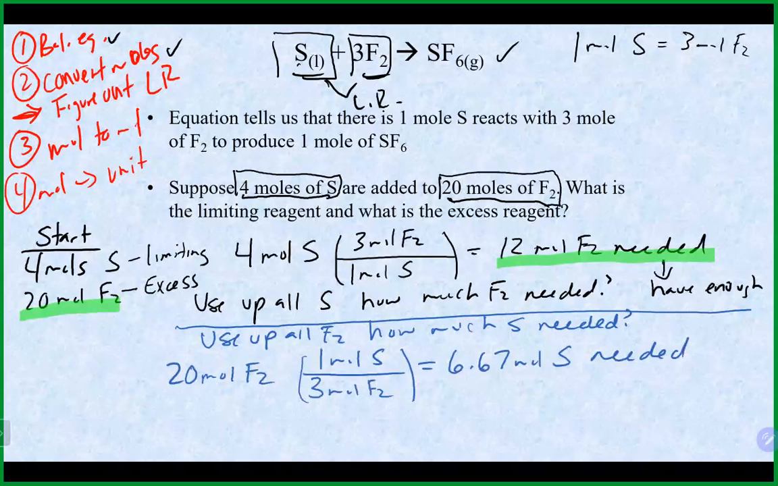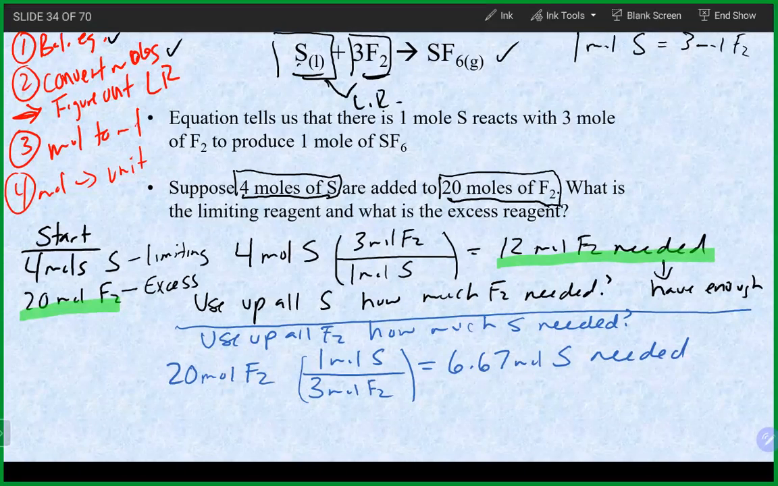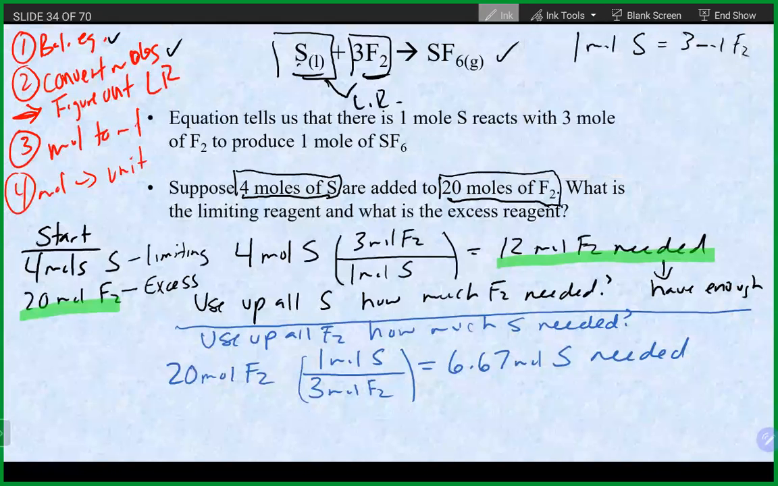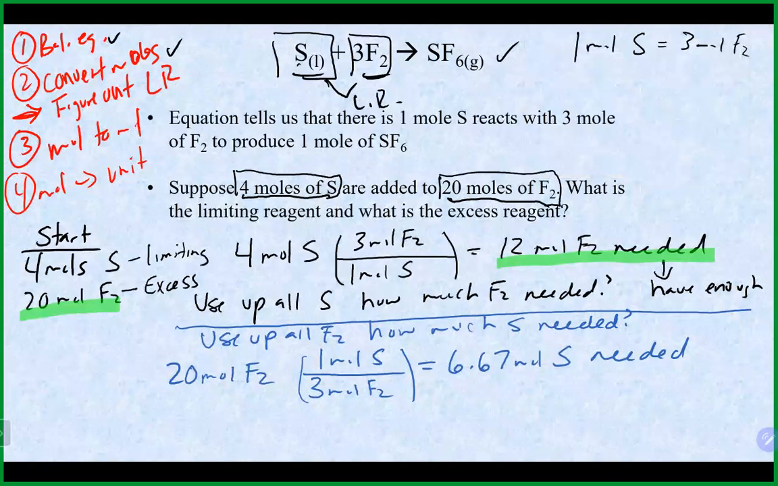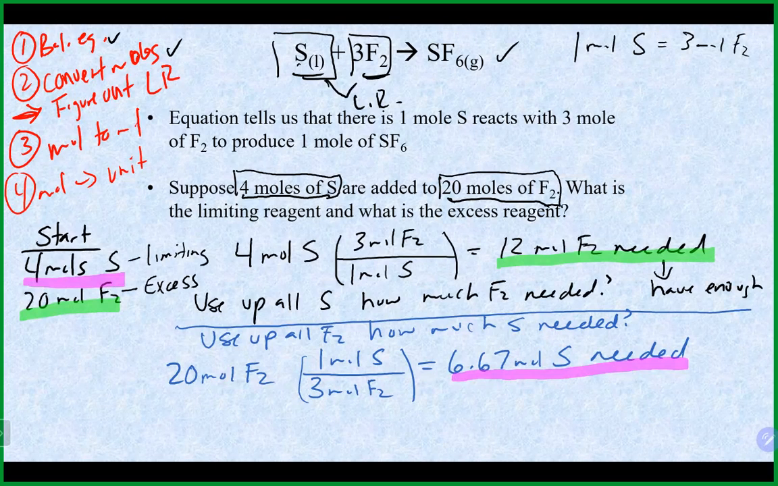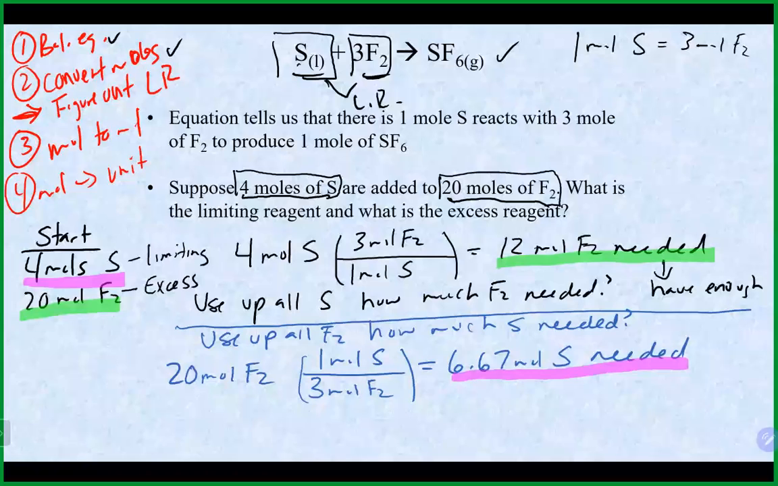In this case, what that basically says is if I want to use up all the F2, I would need to dump in 6.67 moles of sulfur. I would then compare it to the sulfur. Do I have enough sulfur to do that? I need 6.67 and I have 4. So that tells us the same thing, that sulfur is the limiting reagent, and by default that means the fluorine was the excess. Do you have to do both calculations? You don't. You could just choose either reactant. It works the same in telling you which one is the limiting reagent. First off, any questions on that?